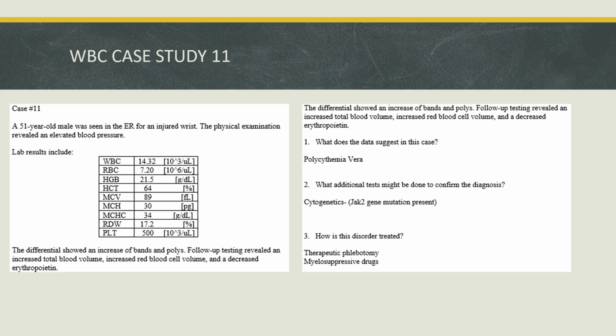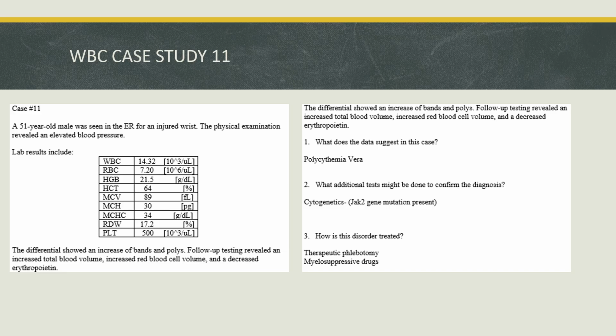So that's kind of weird. Why would we have such an elevated red cell count and hemoglobin, hematocrit, and white blood cell count and platelet count if our erythropoietin was low? So again, what does the data suggest in this case?